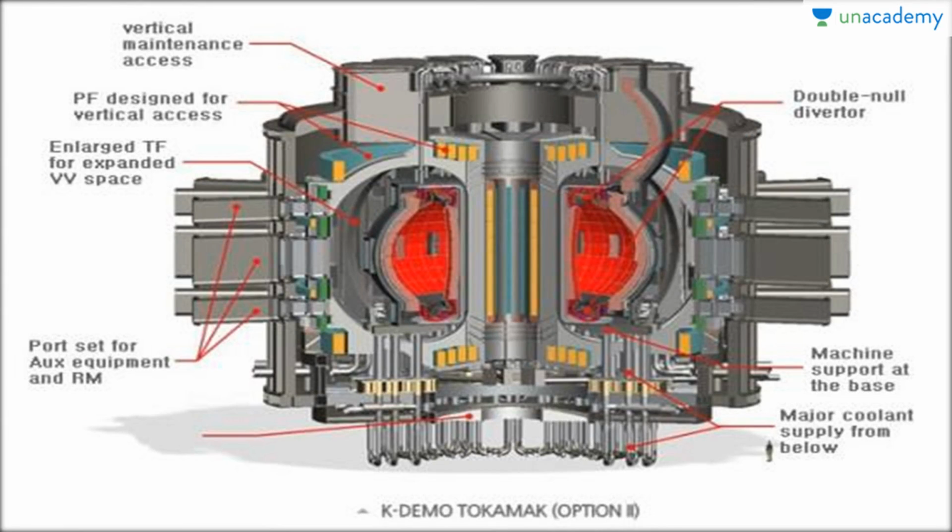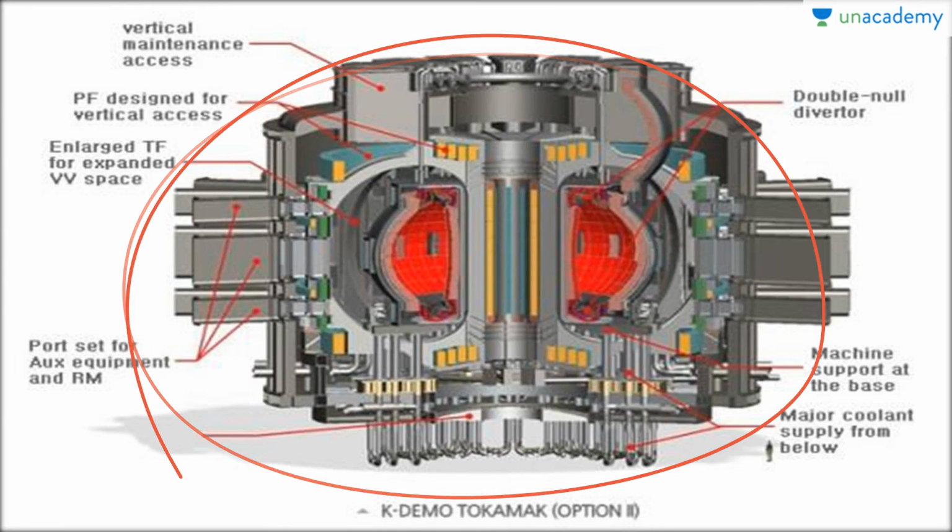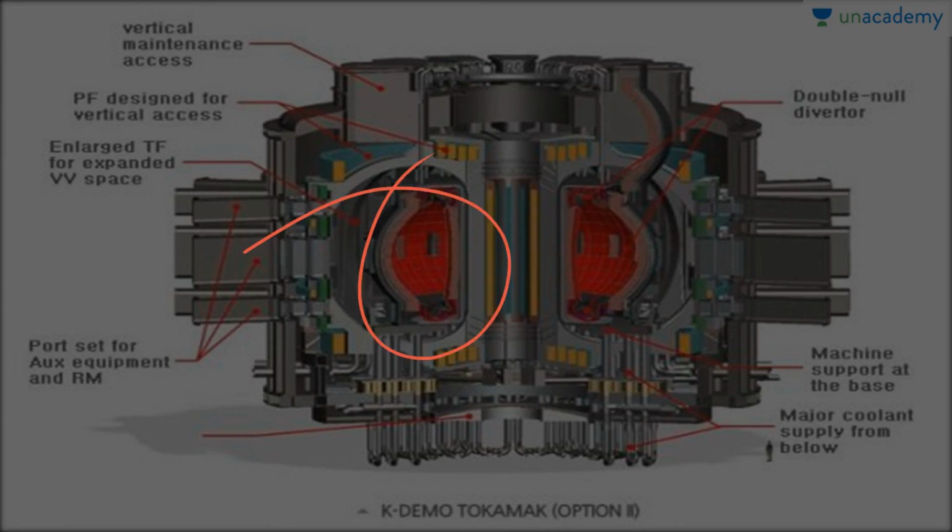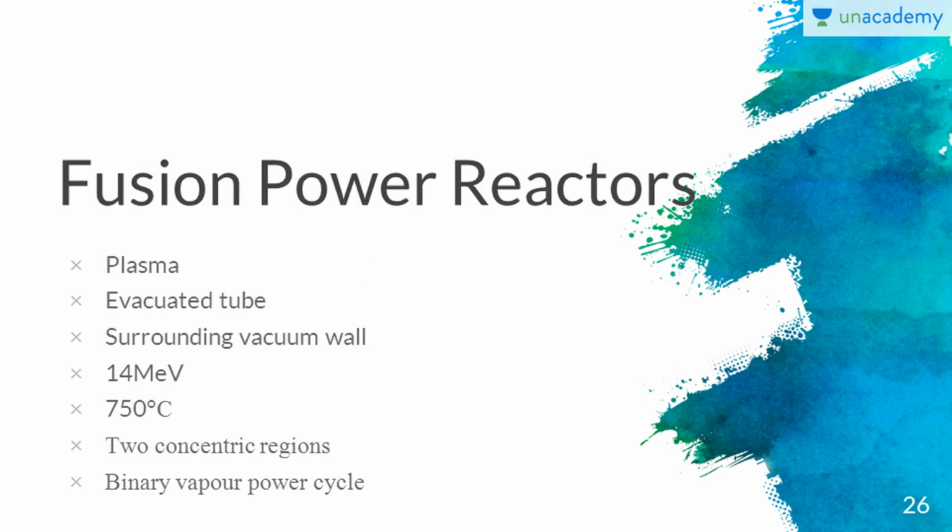So you can see the fusion reactor over here. You can see this is the plasma which I was talking about in the last slide. So the fusion power reactors have this plasma contained inside an evacuated tube of about 4 meters. The surrounding vacuum wall, through which around 14 mega electron volt neutrons from the plasma pass, is maintained at about 750 degrees centigrade, and outside this wall are two concentric regions, the lithium breeding moderator and the magnetic shield.